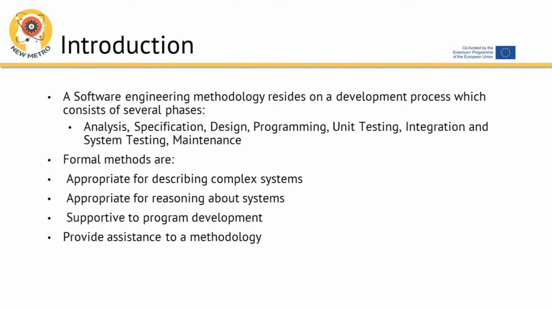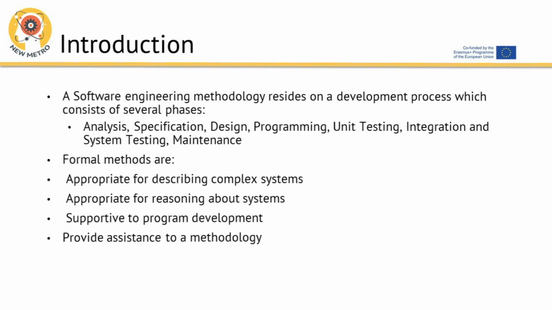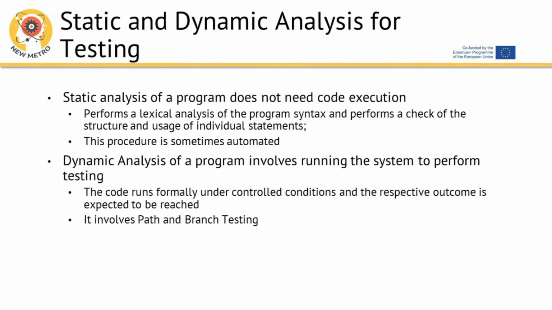Introduction. A software engineering methodology resides on a development process which consists of several phases: analysis, specification, design, programming, unit testing, integration and system testing, maintenance. Formal methods are appropriate for describing complex systems, appropriate for reasoning about systems, supportive to program development, and provide assistance to a methodology.